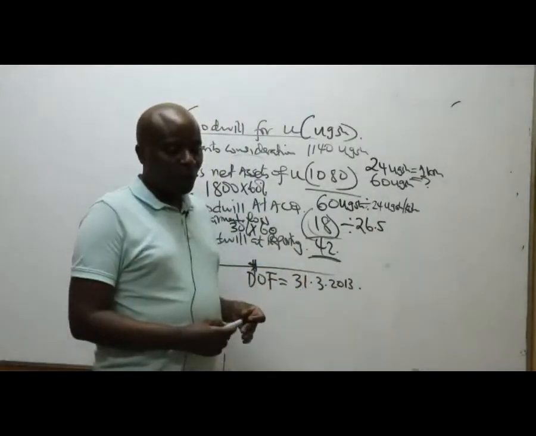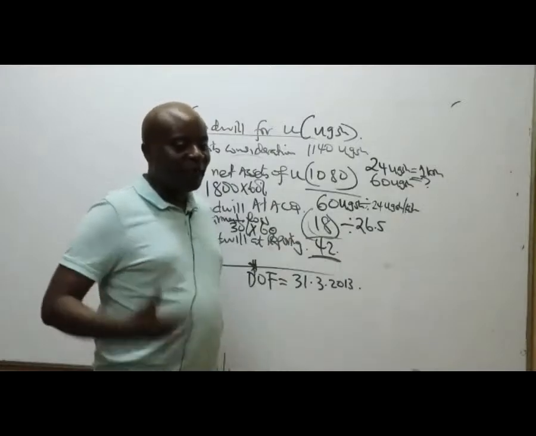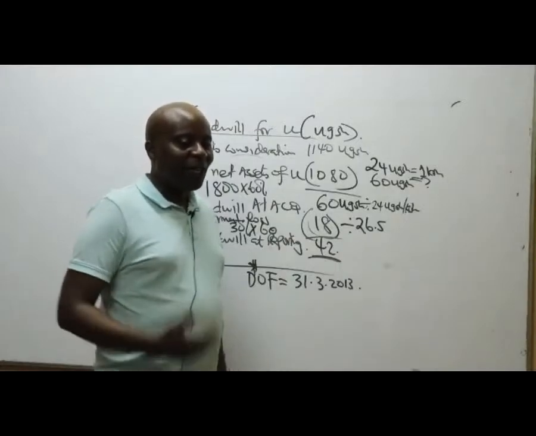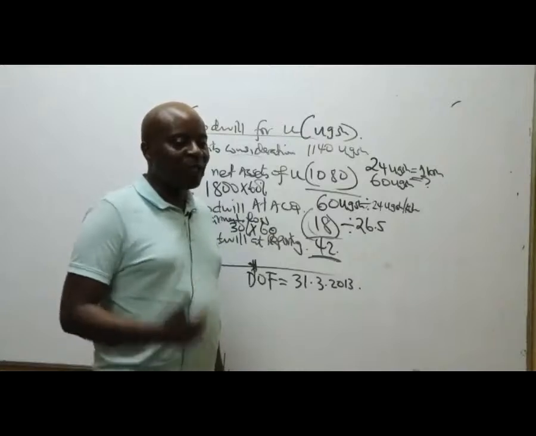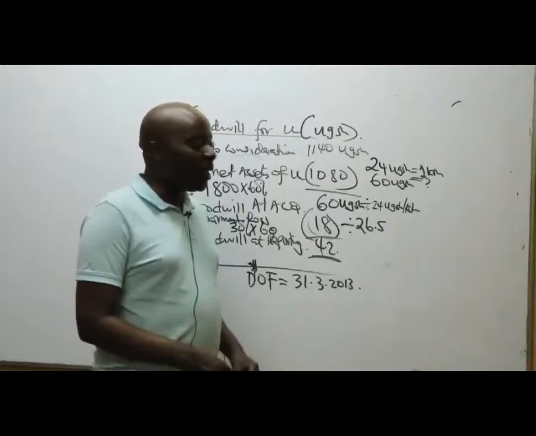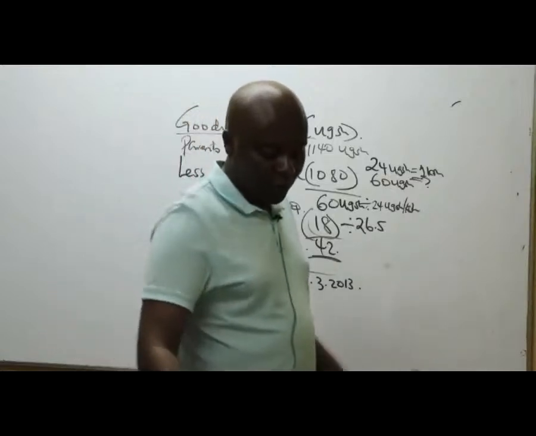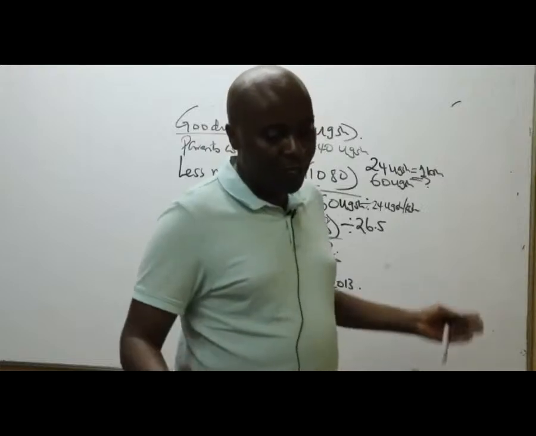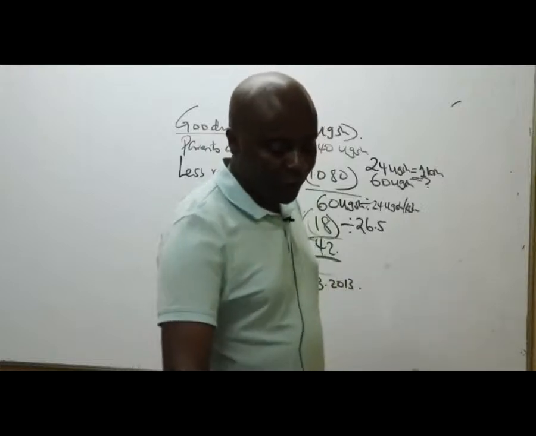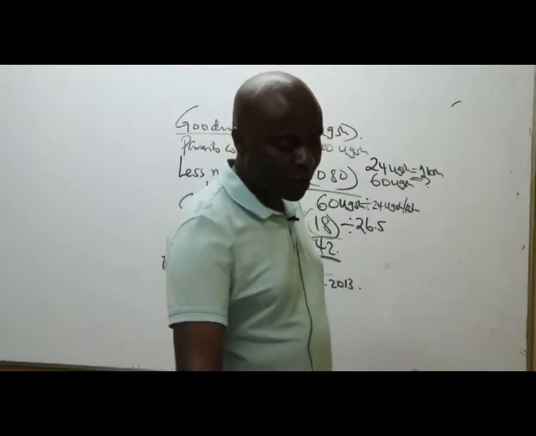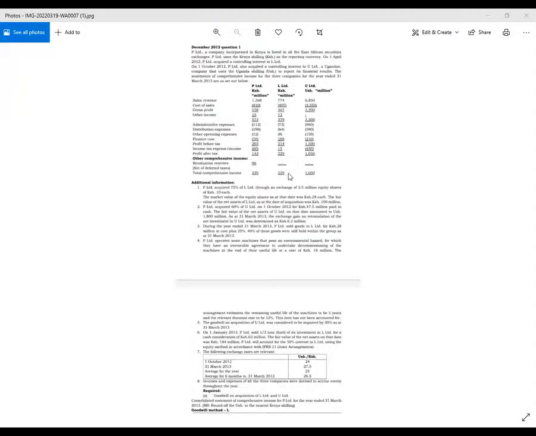How about goodwill at reporting? What am I going to use? Which rate am I going to use to translate goodwill at reporting? The closing rate, end of year rate, the DOF rate. We call it the DOF rate, the date of financial statements rate. Our date of financial statements here is 31st March 2013.